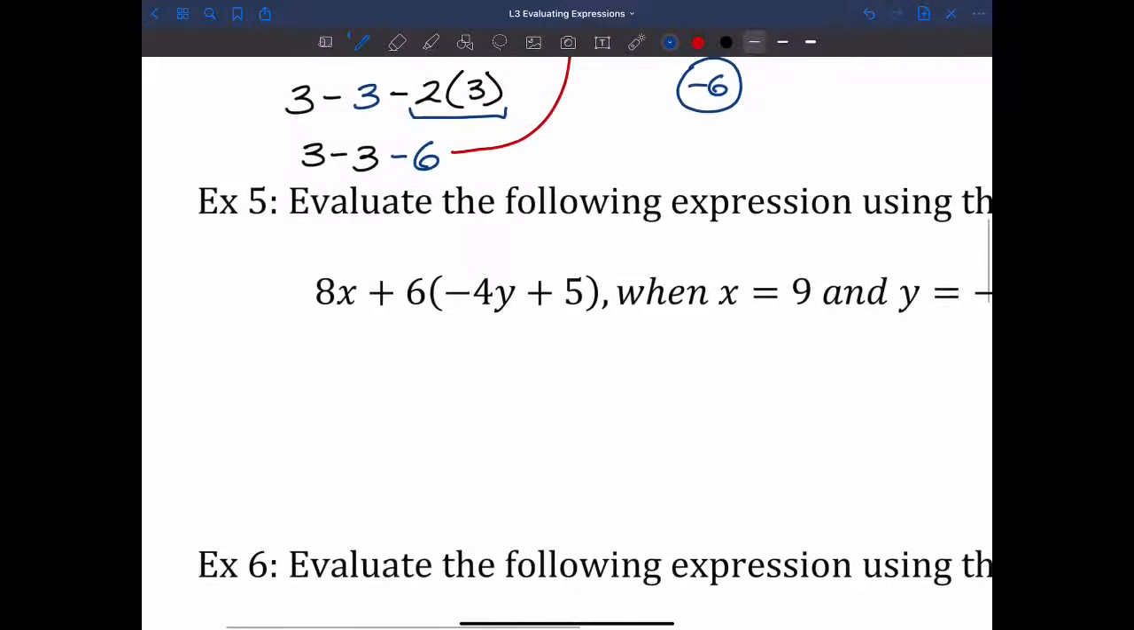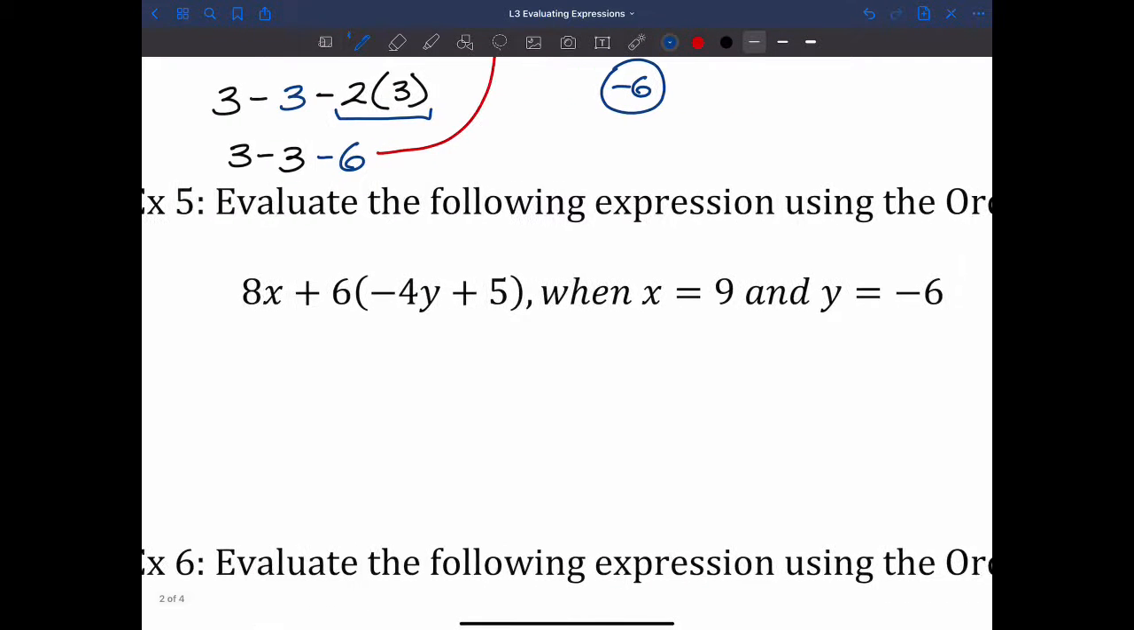Oh boy, this one looks like a lot of fun. All right, so again, one step at a time. This one, we know that x is equal to 9, and we know that y is equal to -6. So anywhere you have an x, make sure that you plug in the value for x. Anywhere that you have a y, plug in the value for y. That's really all that's going on.